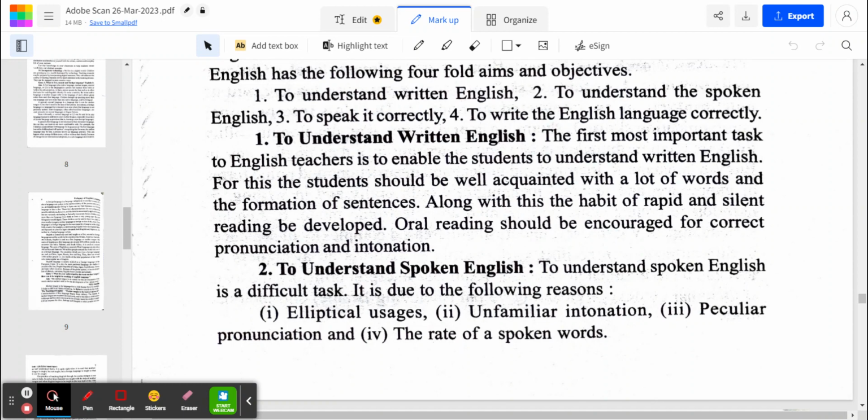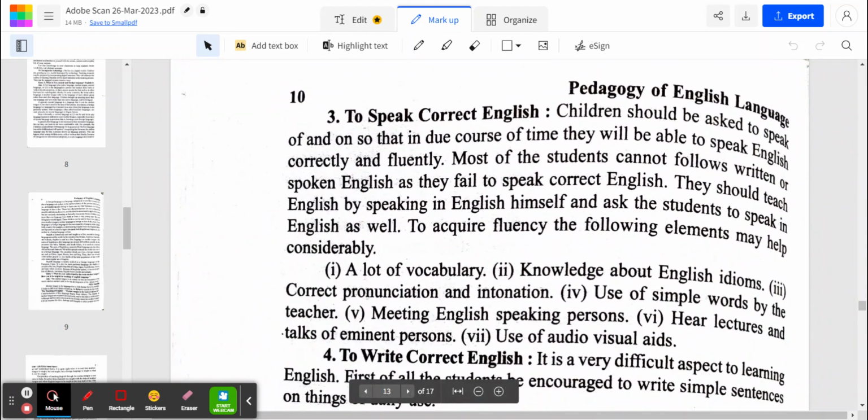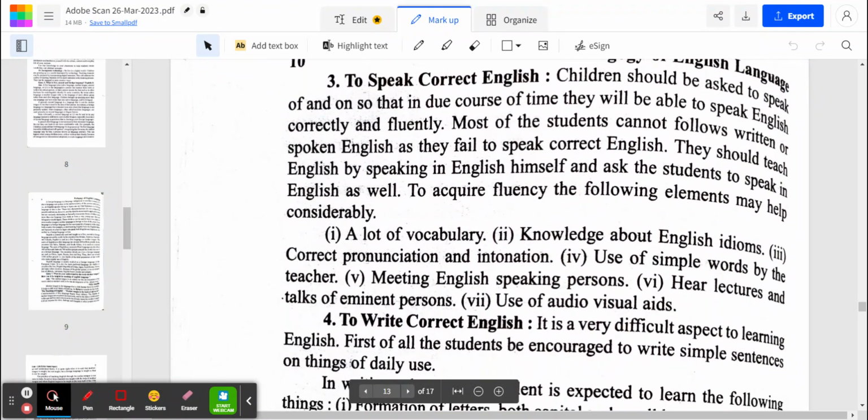To understand spoken English is a difficult task. It is due to the following reasons: elliptical usage, unfamiliar connotation, peculiar pronunciation, and the rate of spoken words. To speak correct English, children should be asked to speak often, so that with courage and over time they will be able to speak English correctly and fluently.